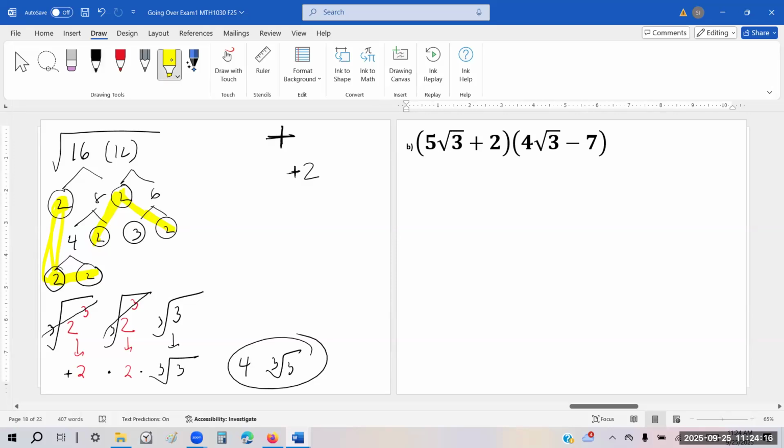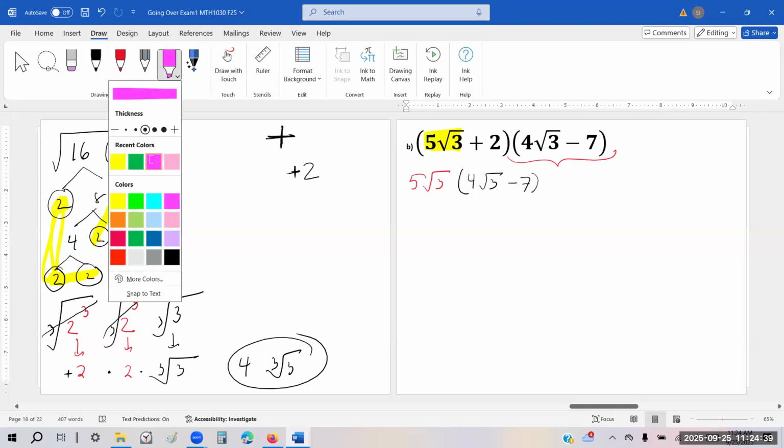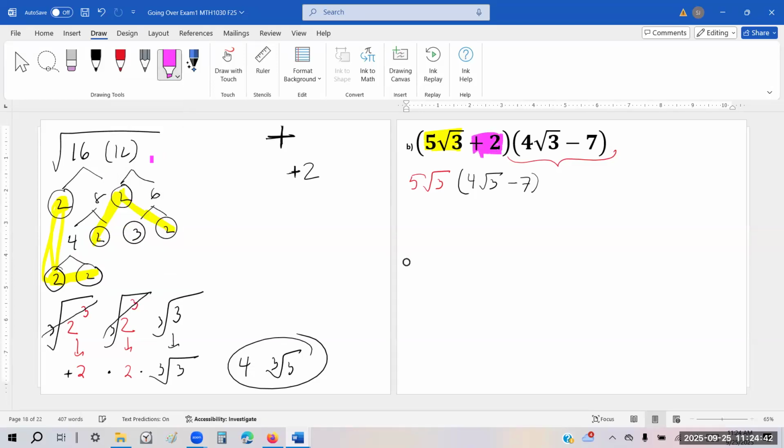Multiplication was bad, really, really bad. So you take the first number, 5 square root of 3, and you multiply the entire second term, 4 radical 3 minus 7. Then you take your second number and you multiply the entire second thing. So plus 2 times 4 radical 3 minus 7.